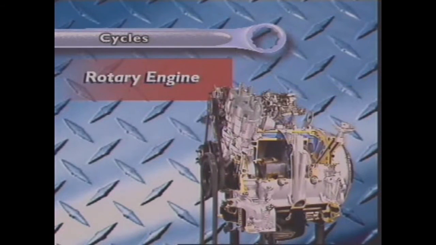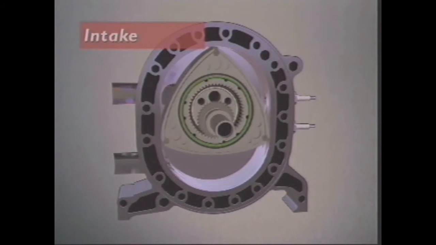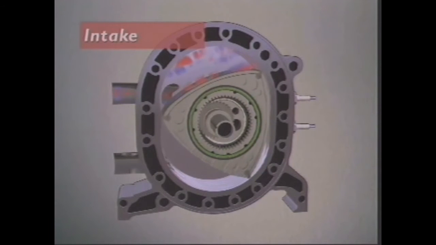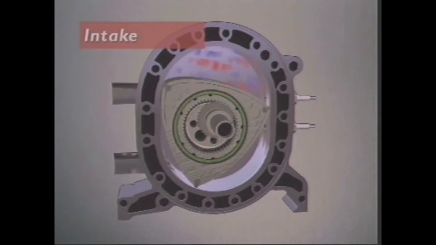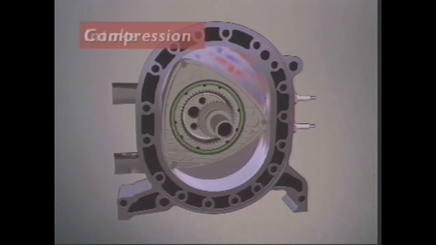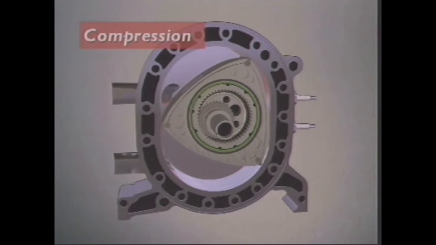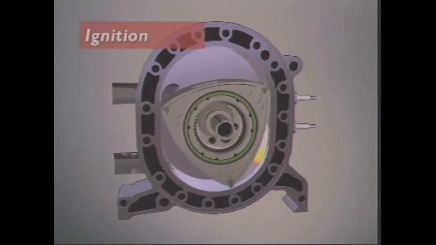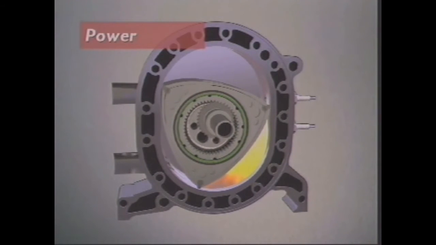Let's examine the rotary cycle in detail. The inlet port is uncovered and fuel-air mixture enters the working chamber. The lobe of the rotor covers the inlet port and the rotor moves the mixture around the chamber. The rotor turns. The working chamber becomes smaller, compressing the mixture. It is smallest at the top of the compression phase, and that's when the air-fuel mixture is ignited. Hot, expanding gases apply force to the rotor and produce a power pulse, which turns the rotor.